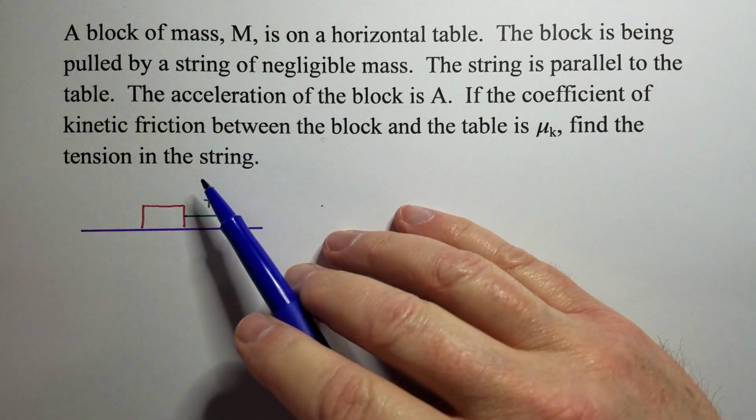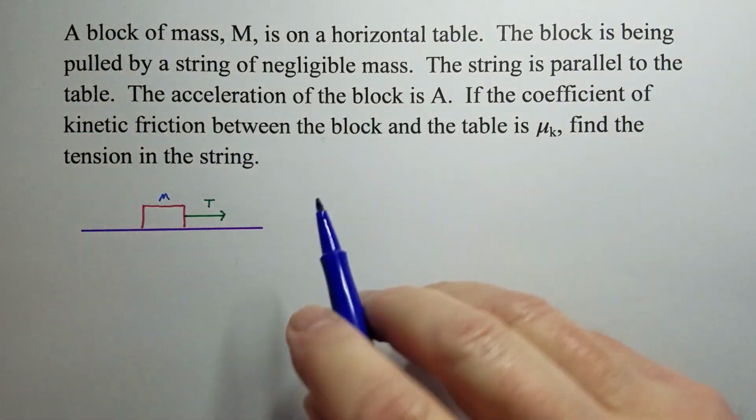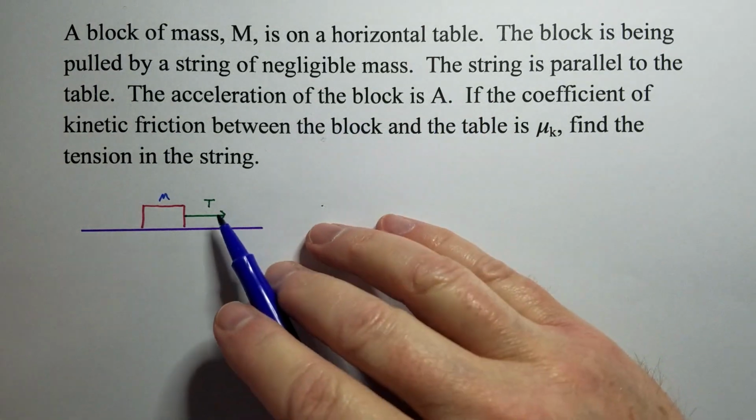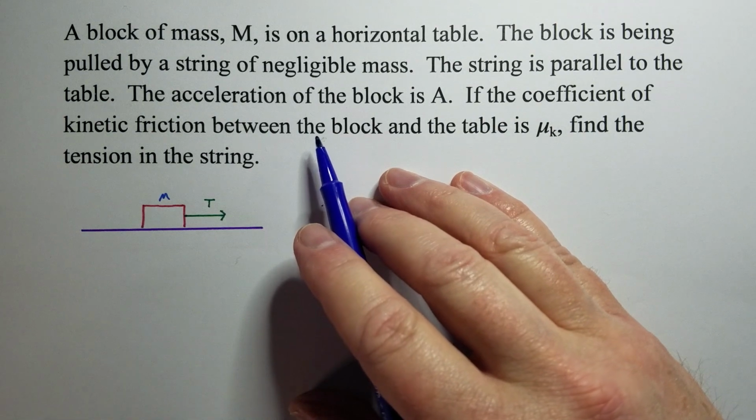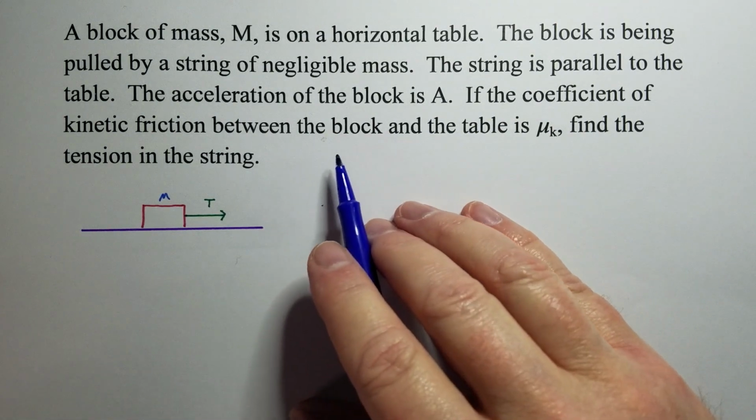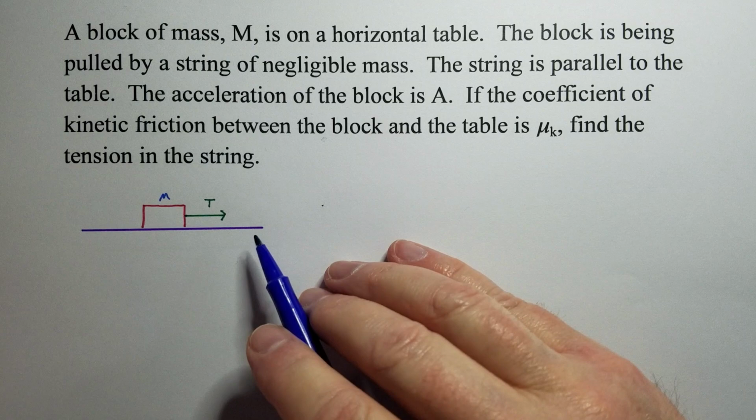Okay, we have a block of mass M on a table. It's being pulled by a string of negligible mass. The string is parallel to the table, and the acceleration is A. We want to find the coefficient of kinetic friction between the block and the table.